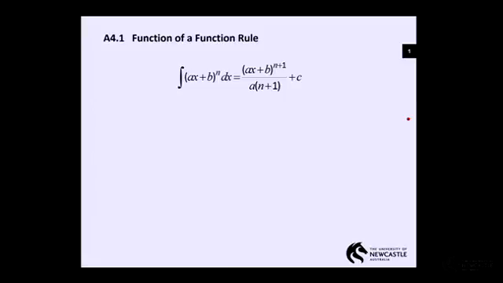Have a look at what's inside the bracket. What is inside the bracket? It says ax plus b. What is inside the bracket has to be linear. Linear means, you know, y equals mx plus b, that sort of thing. You cannot have x squareds in there. This rule does not work for anything except a linear.